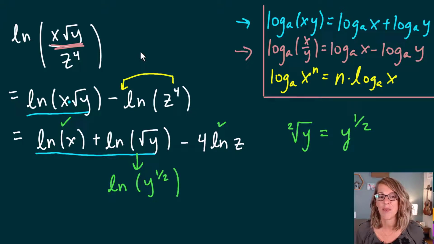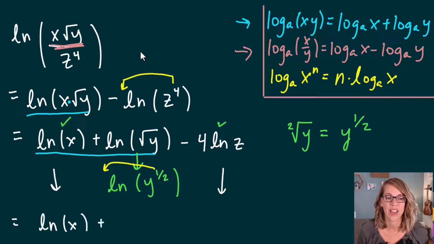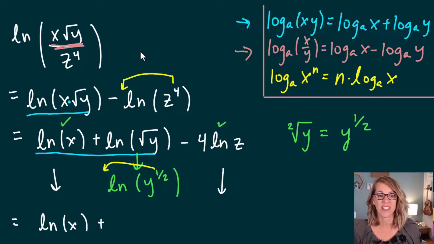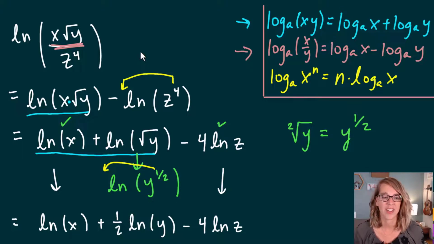So now I've got a power that needs to come out in front, and I can go ahead and bring everybody else down. Here comes our final answer. So we get the natural log of x. I'm going to bring that 1/2 out in front. So I get plus 1/2 natural log of y. And then we had that minus 4 natural log of z, and we've got our answer.